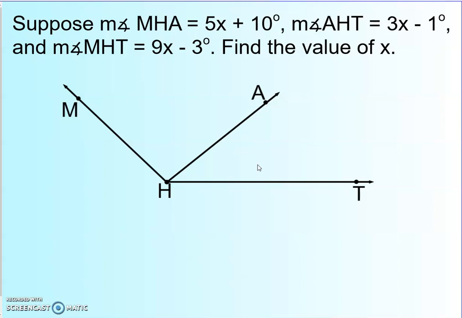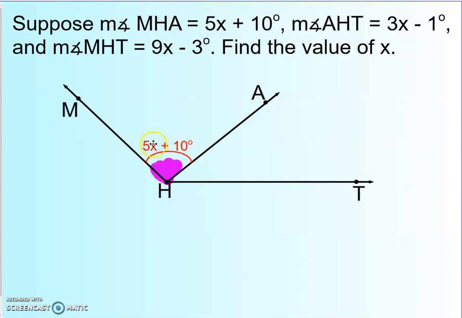Okay, welcome back. So we have here the measure of angle MHA. So angle MHA is this angle right here. If I wanted to, I could grab my pen and say, okay, this angle right here. And remember what an angle is. An angle is measuring the rotation. How many degrees does it take to rotate this ray HM all the way over until it lands on ray HA? And that angle, that red angle, is 5x plus 10 degrees.